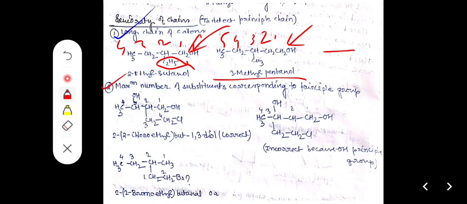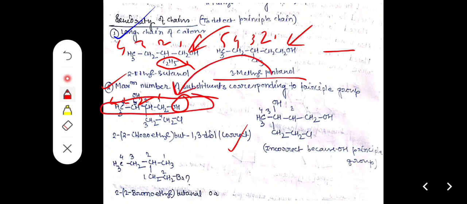So we have to consider, correct means what? That is 2-(2-chloroethyl)butane-1,3-diol. So we have to consider this OH as a functional group, that is 1, 2, 3, 4, because this chain is the main chain, as it has OH at position 1 and OH at position 3. So the maximum number of functional groups is present in one chain. Okay, so this chain is the parent chain.